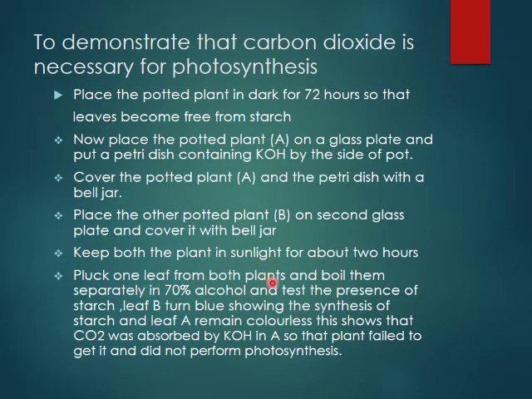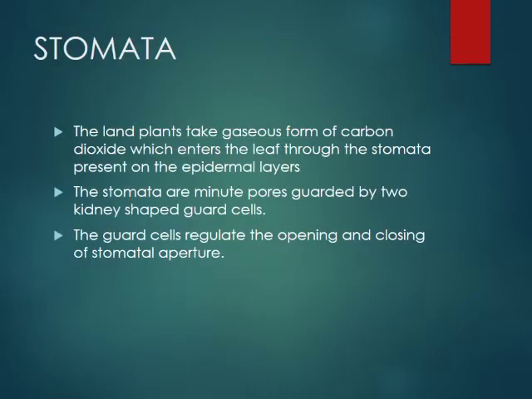Now pluck one leaf from both the plants and boil them separately in 70% alcohol and then test the presence of starch. Leaf B turns blue showing the synthesis of starch and leaf A remains colorless. So this shows that CO2 was absorbed by KOH in A, so that plant failed to get it and did not perform photosynthesis. So from this activity we conclude that carbon dioxide is necessary for the process of photosynthesis.